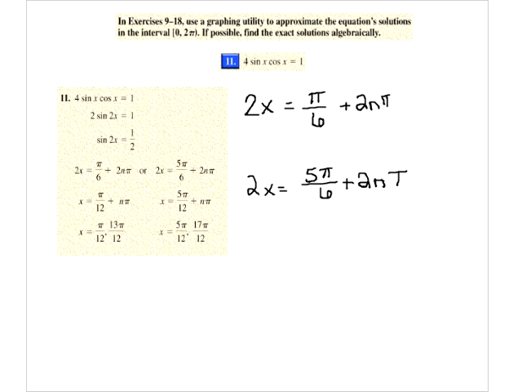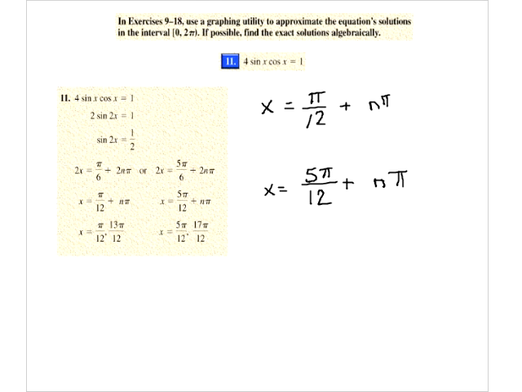Alright, I'm going to divide everything by 2 so that I can have just x equals. So if I divide everything by 2, I get 12 in my denominator of my first fraction. And it's just n pi at the end. Okay. Same thing in my second one here, divide everything by 2. That becomes 12 in the denominator, and 2n pi divided by 2 is just n pi.